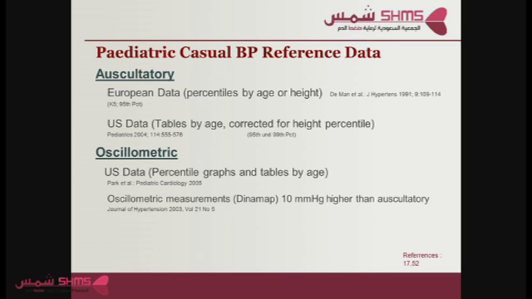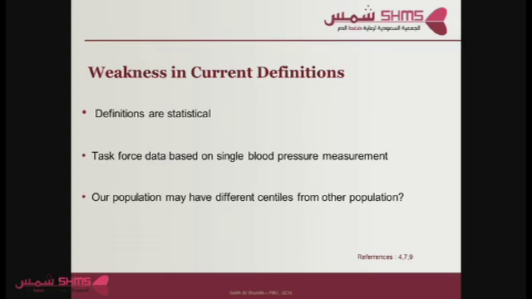There are multiple reference data, and the most famous are American and European. There are data for auscultatory and now data for oscillometric. But there is a weakness in all current definitions. They are built statistically. They are not built on end-organ damage. This is a weakness, and most of the task force data is built on a single blood pressure measurement.